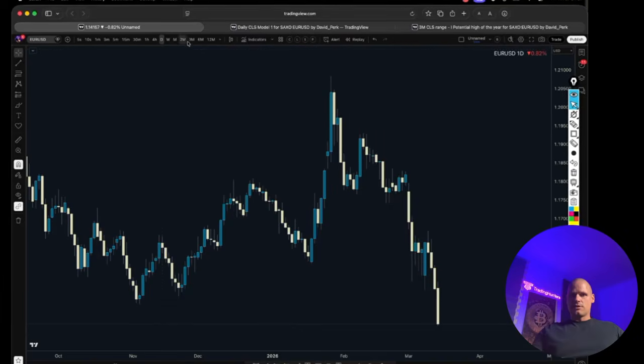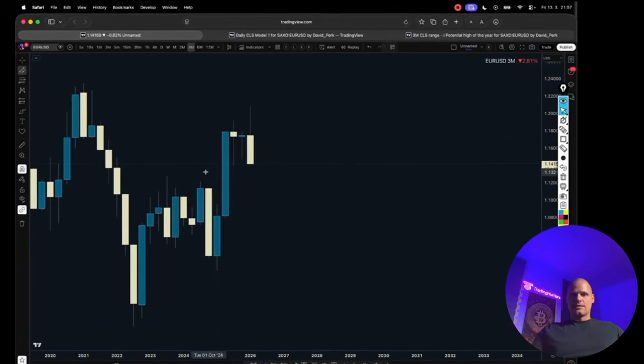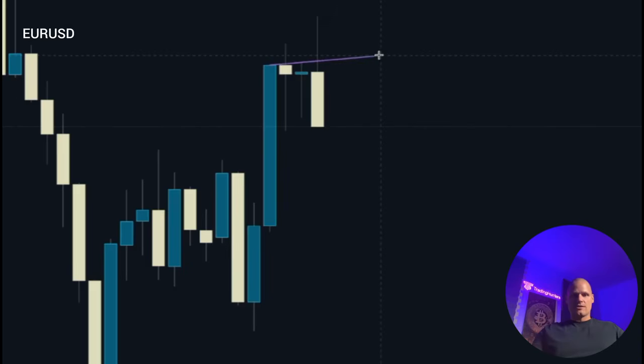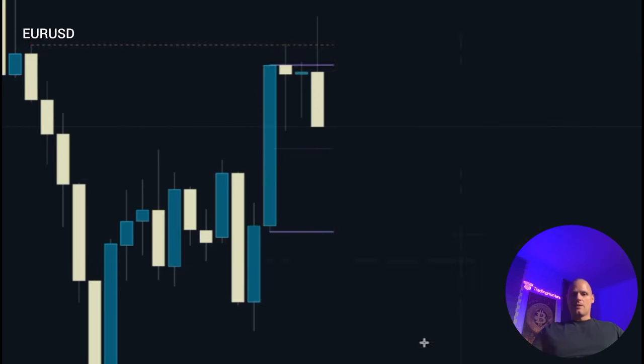Let's go to the daily again, and we will look at this range. Let's put it to the 3 months and analyze the range. As you can see in here, we got this range, so that's a CLS range, this big time frame candle. Then we got a manipulation dipping into the key level above here. So this is the liquidity, we went above the liquidity, and obviously this up candle before that move down is a key level.